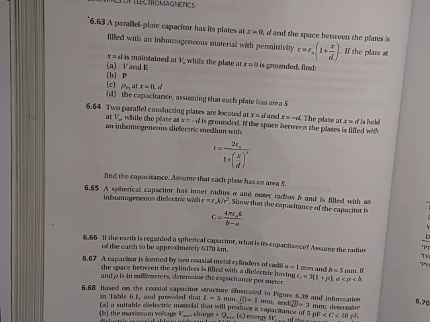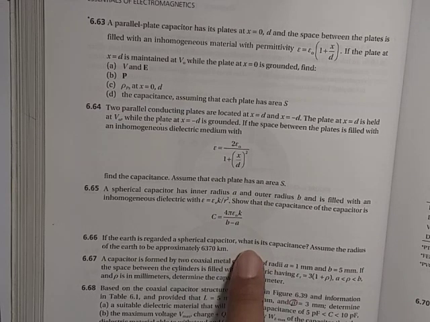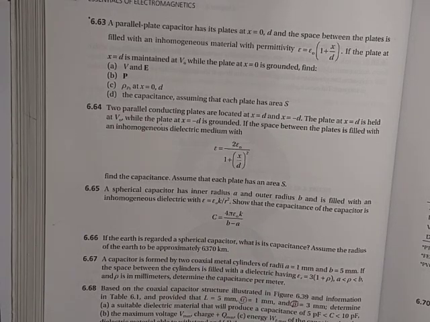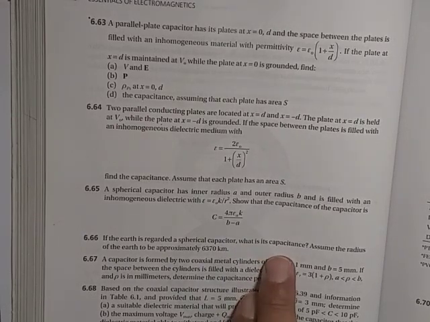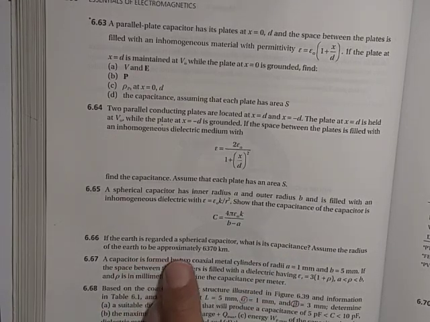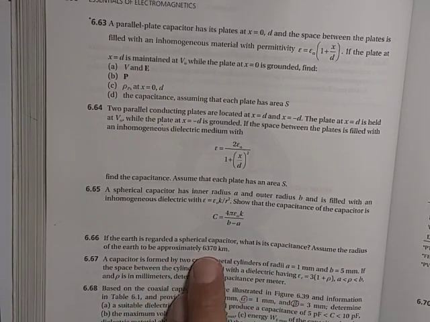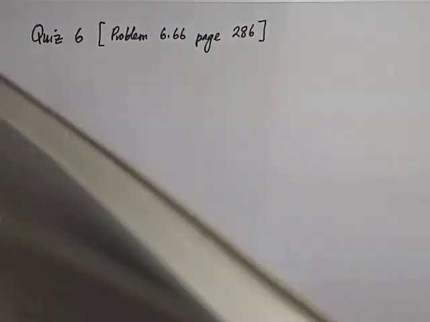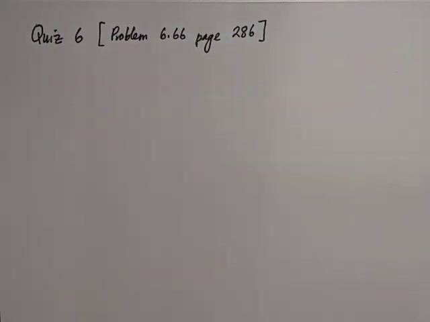I'm just adding another statement in my quiz, which is that we have to solve the problem using Uniqueness Theorem. Determine the capacitance. So assume the radius of the Earth to be approximately 6,370 kilometers. So that should be the question, and then we're going to solve the question together.